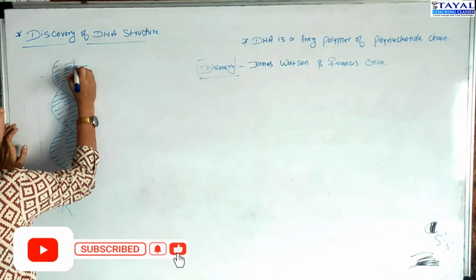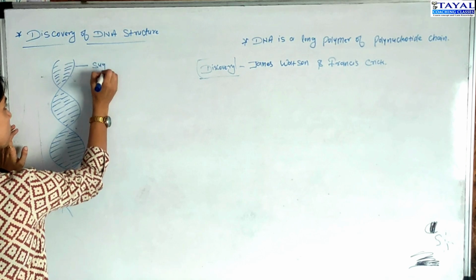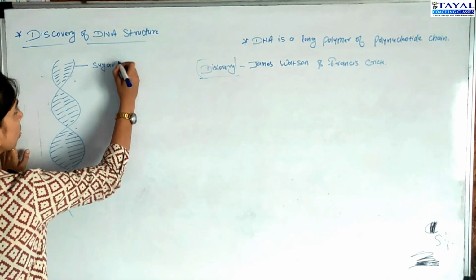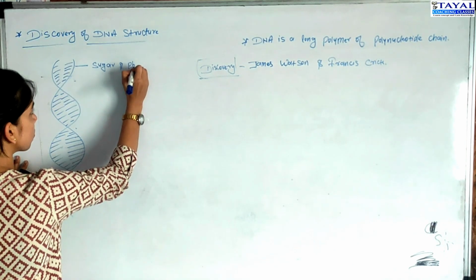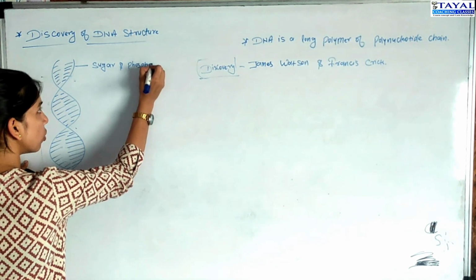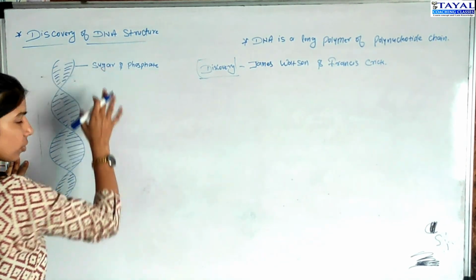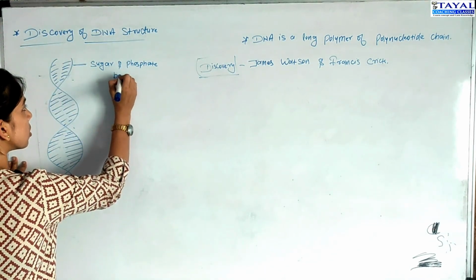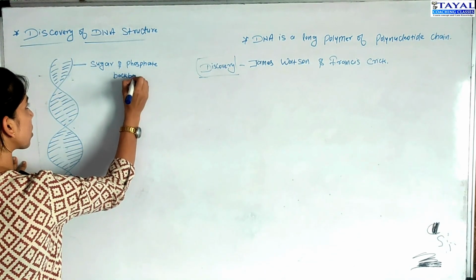This is the sugar and phosphate backbone, the skeleton that you can see outside. I'll let you know what all these things are, but for now I'm just labeling and giving you the information. So this is the sugar and phosphate backbone.